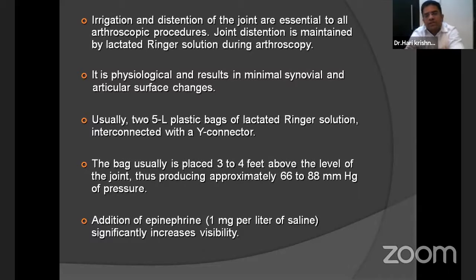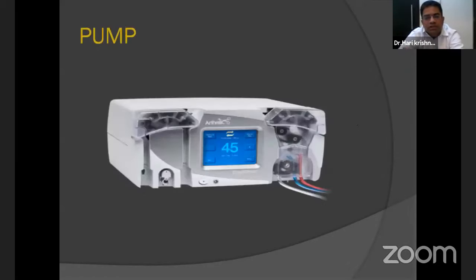While we are using saline stands, we usually place them 3 to 4 feet high from the base of the operating table. So it produces at least 66 to 88 millimeters of pressure, so that we are able to see clearly by the saline inflow. Sometimes we can add epinephrine to get a better visual of the joints, especially in the shoulders.